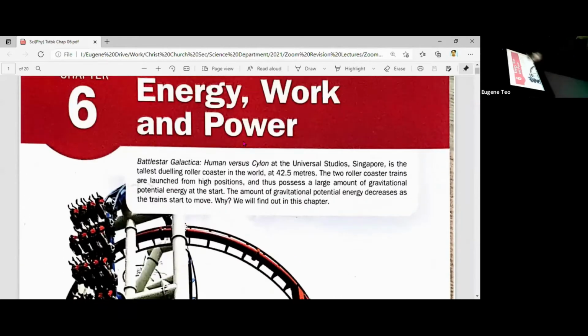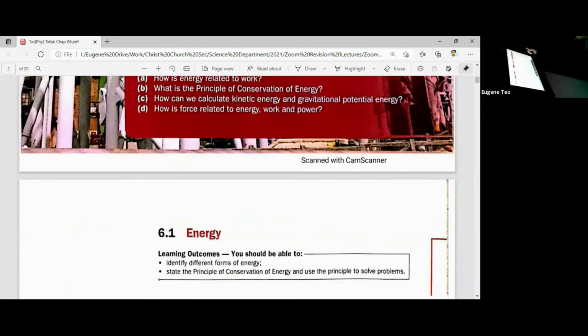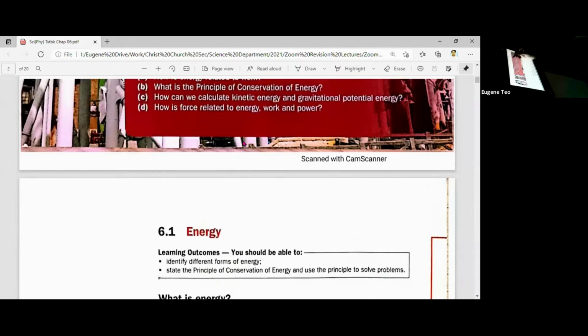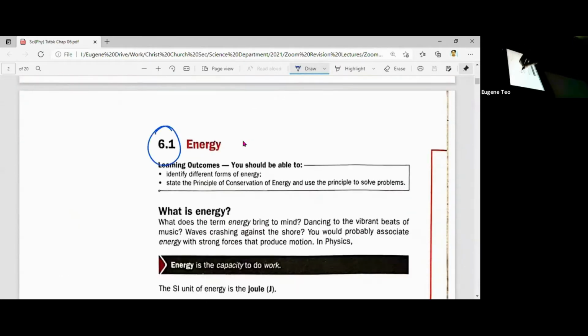Okay, so chapter 6, work, energy, power. Let's just jump straight into it. So 6.1, we're going to start off with that. In 6.1, we're going to learn how to identify different forms of energy, and then state the principle of conservation of energy and use it to solve problems.